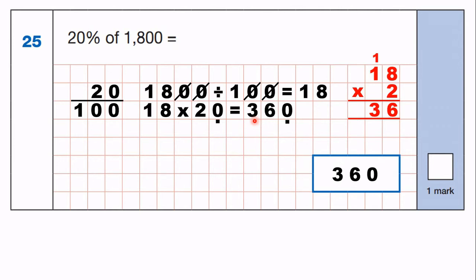But a quicker method might have been to realise that we'll get the same answer with any fraction equivalent to 20 hundredths. And we can simplify that to 1/5 by dividing both the numerator and the denominator by 20. Then, to find our answer, we just need to divide by 5.